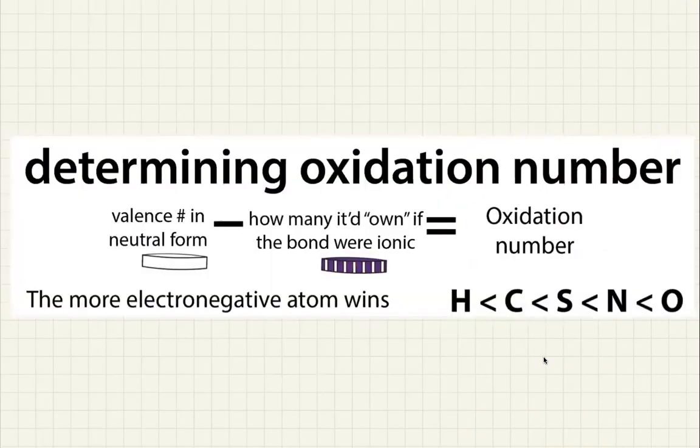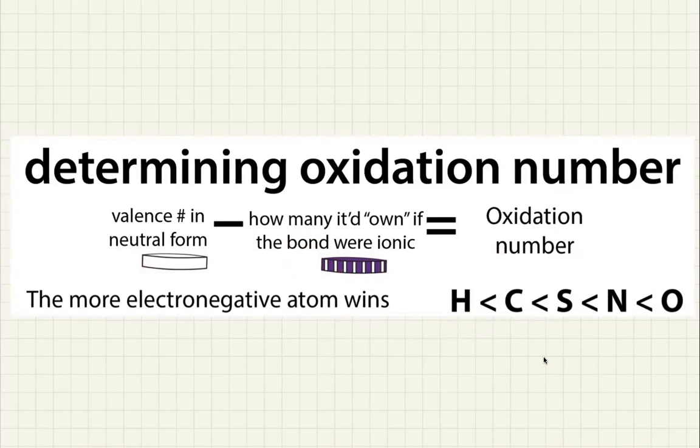Okay, let's get a little formal and see how we can formally determine the oxidation number. This is going to be a way where even if you can't intuitively look and see whether something has been oxidized or reduced, you can figure it out mathematically. To determine the oxidation number, find the valence number of the neutral form of the element, and subtract how many electrons that atom would own if its bonds were ionic. We'll get more into this in a second, and that will give you the oxidation number.